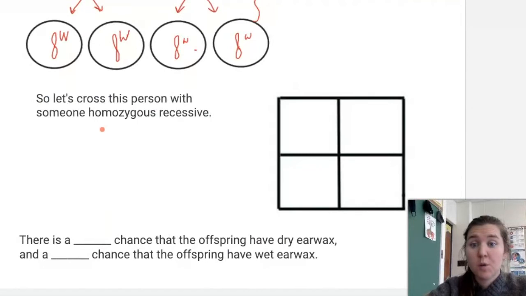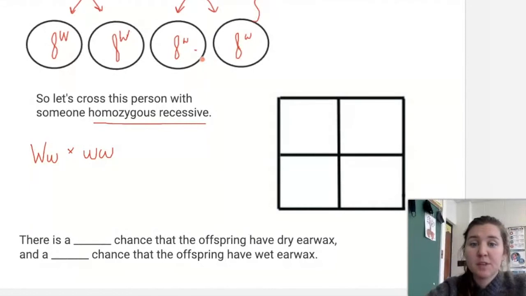So what if we were to take this heterozygous person we've been talking about and cross them with someone that is homozygous recessive? The first thing that we always want to do when we're doing a Punnett square is write out the parent genotypes. In this case, our first parent was heterozygous, and the second parent is homozygous recessive. Now we'll put those parent alleles onto the Punnett square.